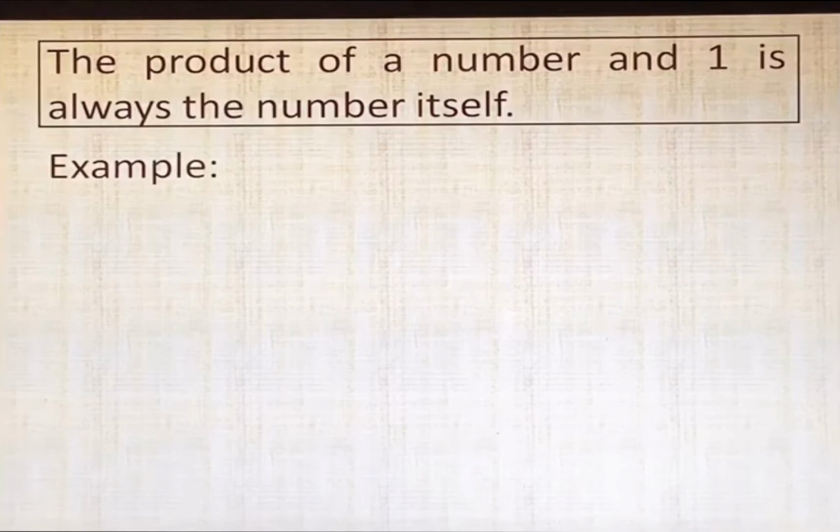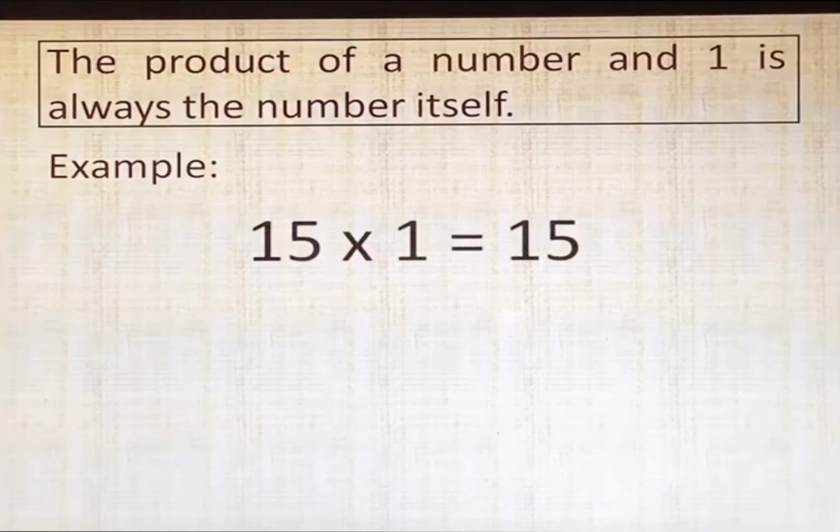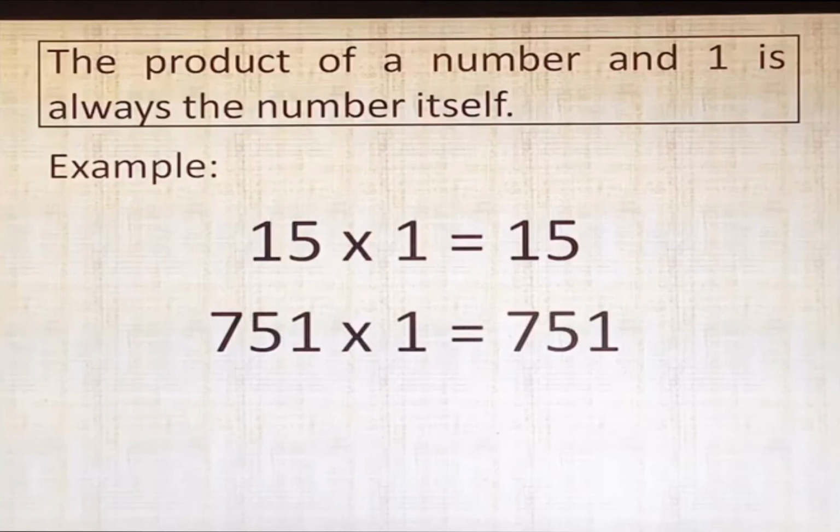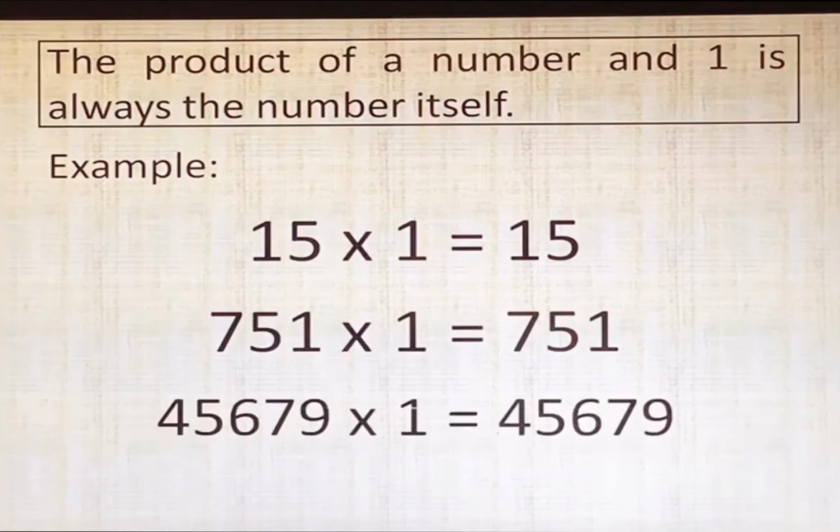Third property, the product of a number and 1 is always the number itself. For example, 15 into 1, and 751 into 1 will get 751. 45679 into 1 will get 45679. So when we multiply any number by 1, we get the number itself.